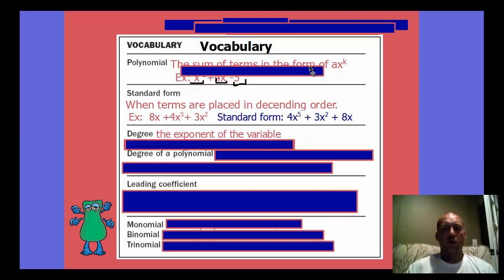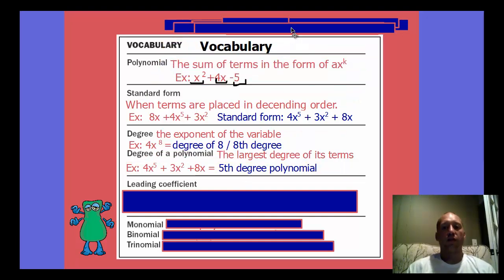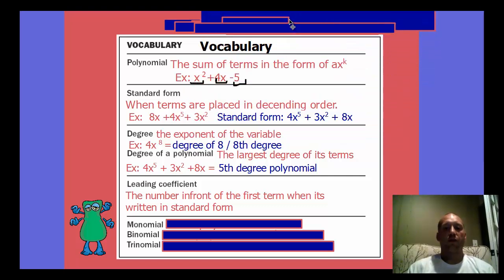The degree of a term is the exponent of the variable. So 4x to the 8th is degree 8, the 8th degree. The degree of the polynomial is the largest degree of any of its terms. If you have more than one variable, you'd actually add the exponents to figure out what the degree would be. For this one, the degree of this polynomial is x to the 5th, so it's a 5th degree.